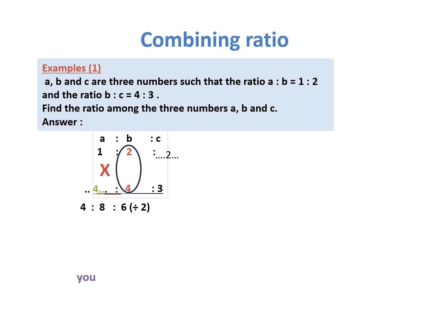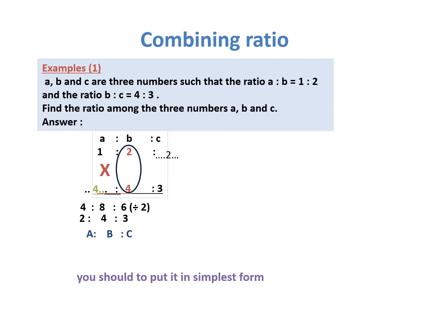As we know, we have to get the ratio in the simplest form. After we multiply, we have to make it in the simplest form. We have 4, 8, 6. They are even numbers, so we divide by 2. 4 divided by 2 equals 2. 8 divided by 2 equals 4. 6 divided by 2 equals 3. Now we have 2 to 4 to 3.